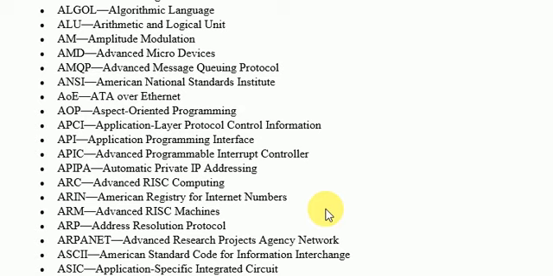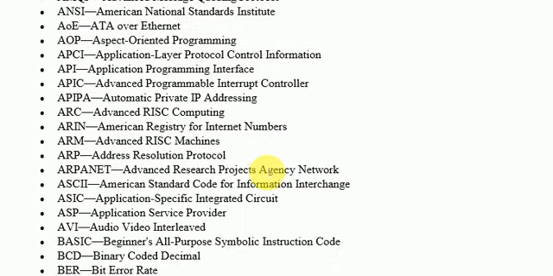Then ARP stands for Address Resolution Protocol. It's again one type of resolution protocol with respect to address. Then ARPANET, Advanced Research Projects Agency Network. Then ASCII, American Standard Code for Information Interchange.